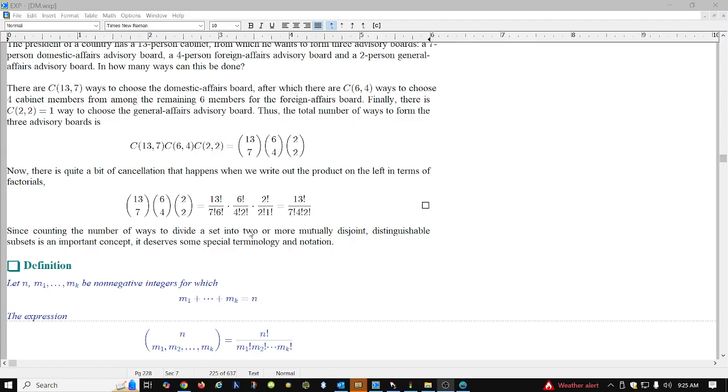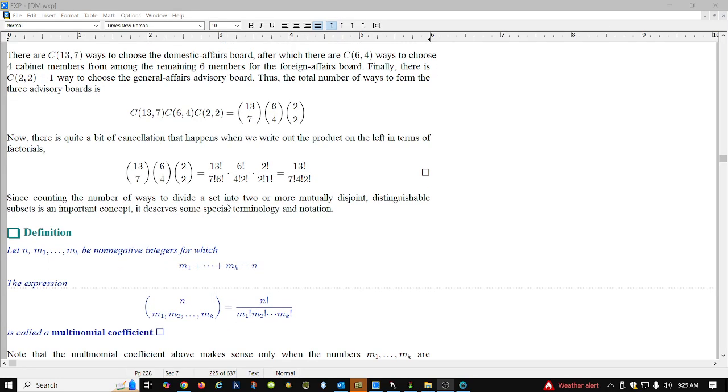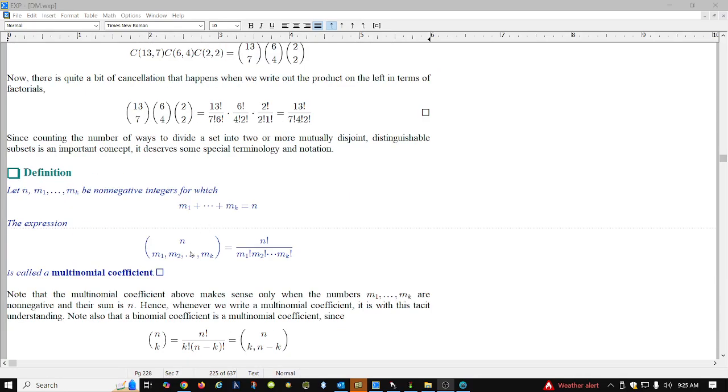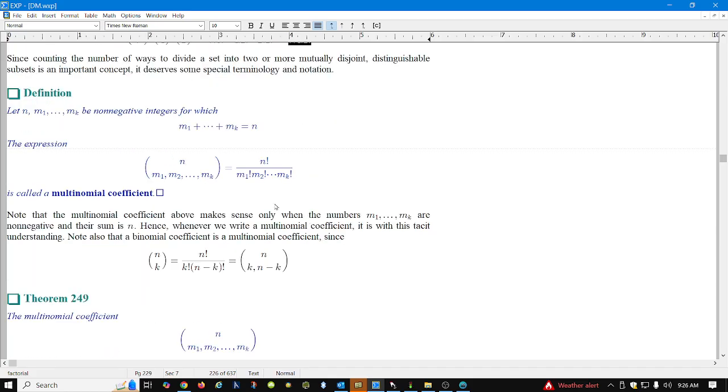This is the general pattern, so this deserves a definition, some terminology. If we have non-negative integers m1 through mk and their sum is equal to n, then this expression, which is called a multinomial coefficient, is equal to, by definition, n factorial over the product of the m factorials. Okay. So that's what we ended up with here. And I suppose you could read this, I don't know, n multi-choose m1 through mk or something like that.